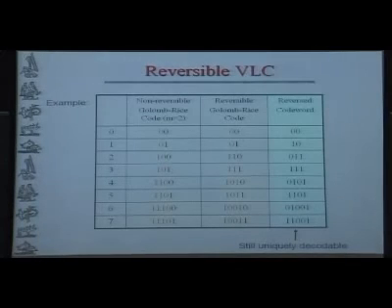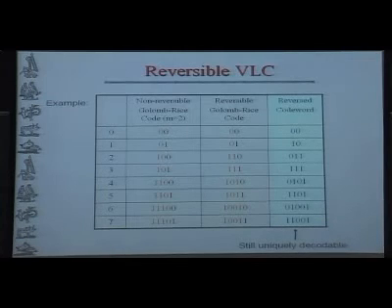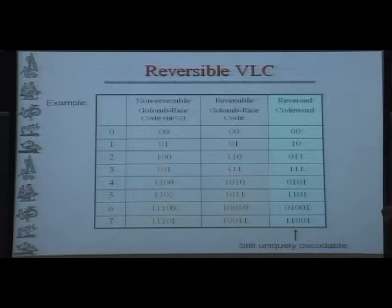Now an example would be a non-reversible code, which is this one, and a reversible code, which is this one. So let's do a comparison. Now, in order to be a good code, what conditions do we need to satisfy?